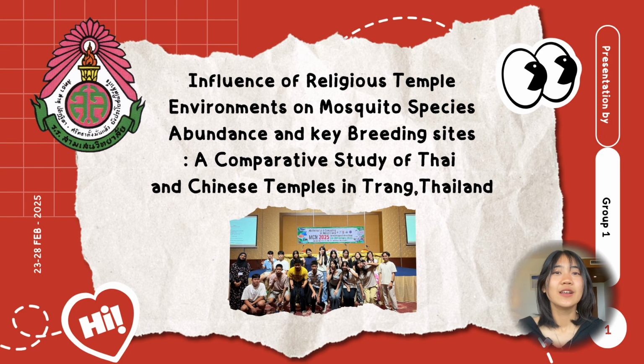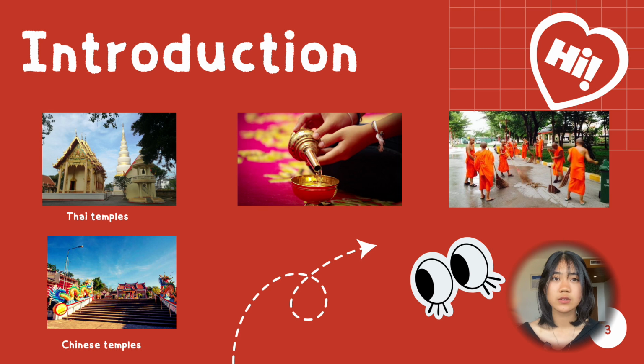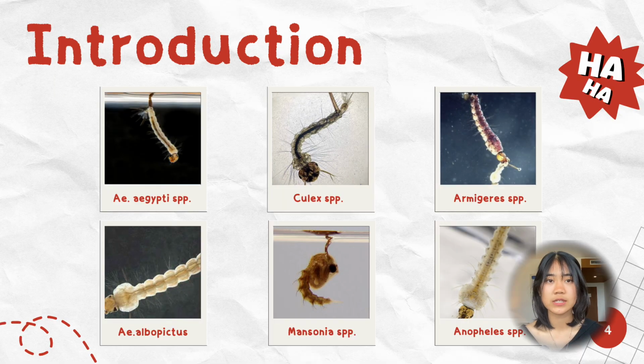Hello everyone! Today we are going to talk about mosquitoes, focusing on where mosquito larvae are commonly found. Our study surveys Thai and Chinese temples in Trang province to compare control methods, examine religious influences, and identify their species. Let's dive into it.